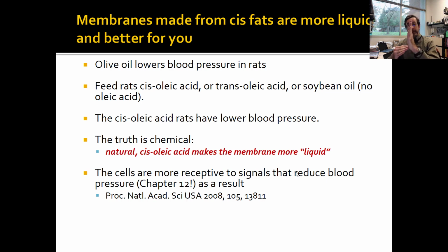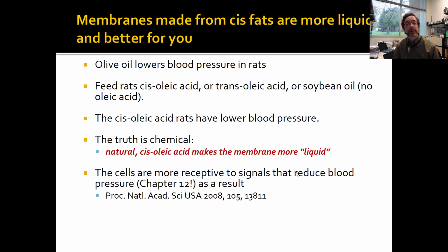Because again, it is kicking out like that, right? So that means it kicks out, it kicks the other molecules around, makes them pack less well. So at the same temperature, the same membrane is going to be more liquid if it has more cis as opposed to trans. The trans pack together better and they're more solid.